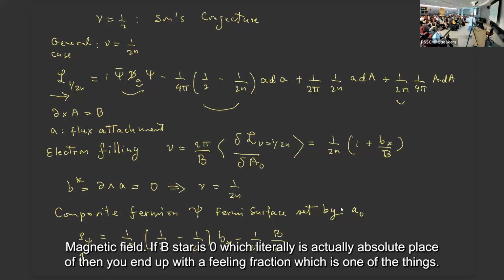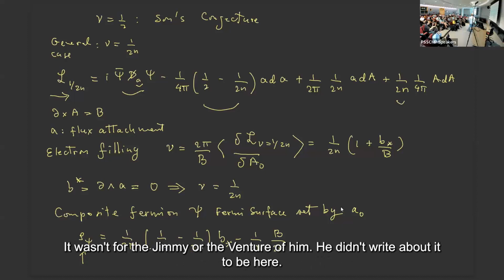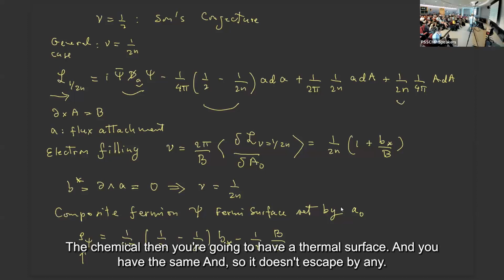Yes? Do you also need the chemical potential term, since this is a fermion? You need a chemical potential, and in fact, this theory has the same illness as all of these other theories. Once you put the chemical potential in, which I didn't write, then you're going to have a Fermi surface. And you have the same infrared problems that all of these theories have. So it doesn't escape that.